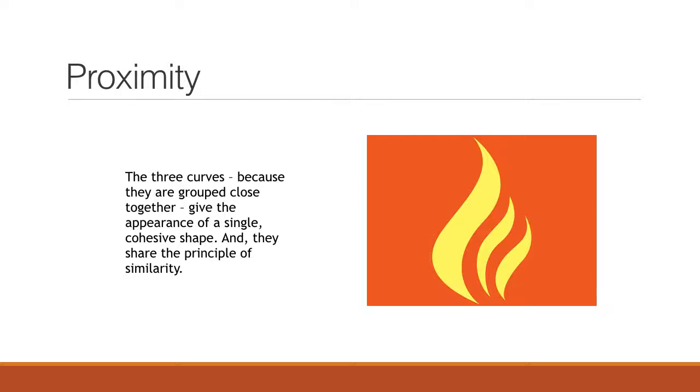Here's another example of proximity. This is a logo from a bank. And these 3 sort of mini yellow curves or waves together become the head of a torch. These 3 curves give the appearance of this single unified design. We're also seeing some of the use of similarity in this, just like in the last slide. But what counts here is proximity. Because these are close together, we see one unified shape.